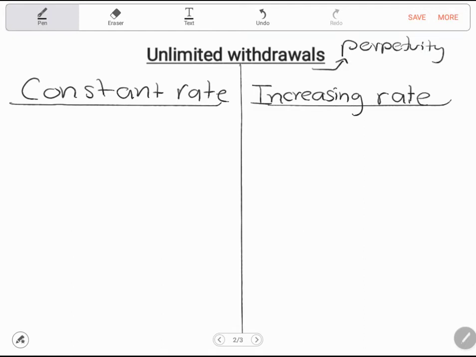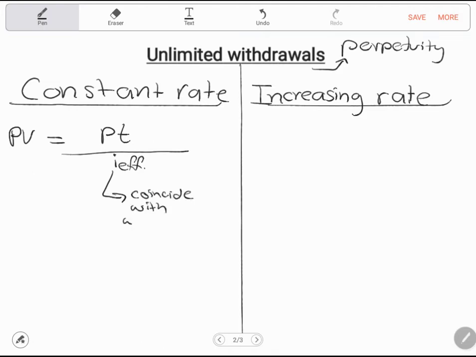When you make constant rate unlimited withdrawals, the equation that you would use to get the present value would be PT, which is basically your first payment before the withdrawals start to increase, all over i, and this would be your effective rate. Just remember your effective interest rate needs to coincide with your withdrawal period. So if you're going to be withdrawing every month, your effective rate needs to be monthly.